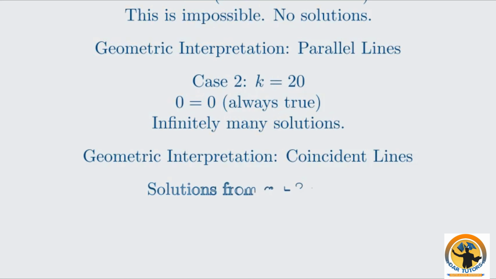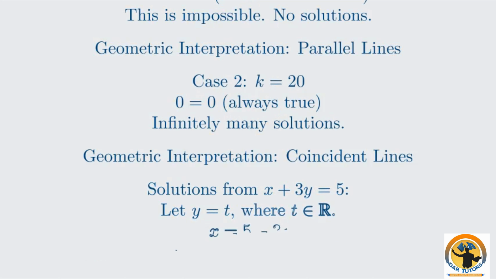We can find the solutions from the first equation, x plus 3y equals 5. We can express the solution parametrically. Let y equal t, where t is any real number. Then x equals 5 minus 3t. So the solutions are of the form (5 minus 3t, t).